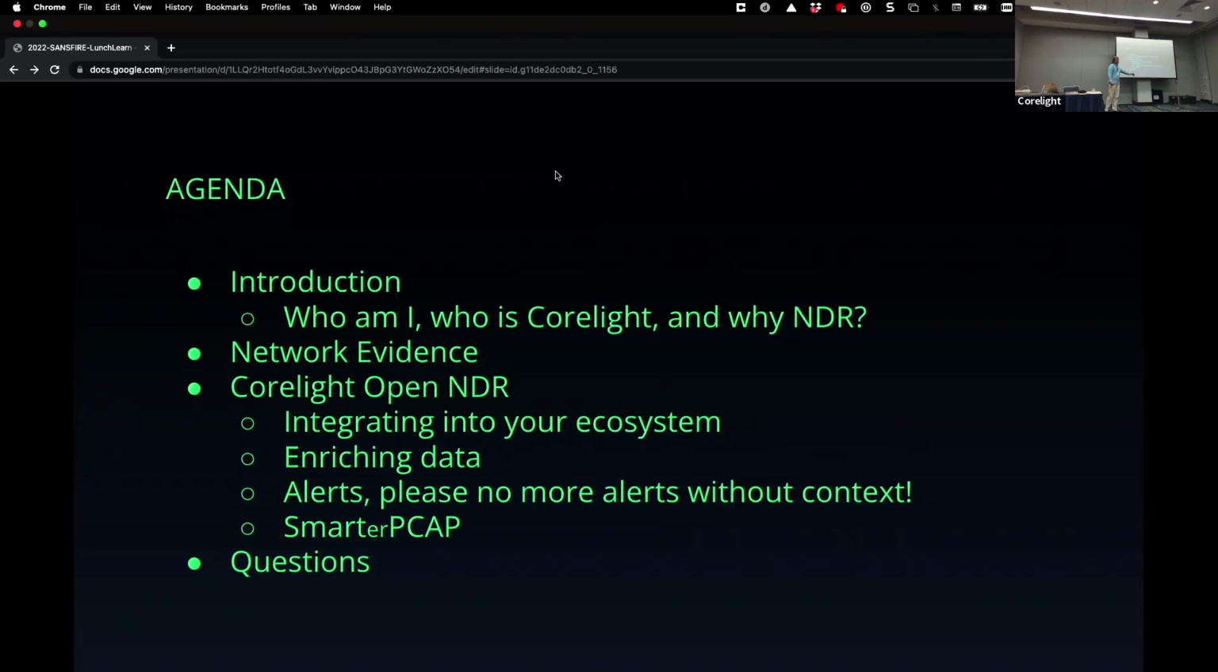The obligatory agenda. We're going to talk a little bit about me, and a lot of time talking about evidence, Corelight, and how it can help in your network. We recognize that very likely everyone in this room is working in security, and already has an IDS, a SIEM, a firewall. What can we do to help make those things better so that you're better informed, so that you can be faster when you respond to an incident?